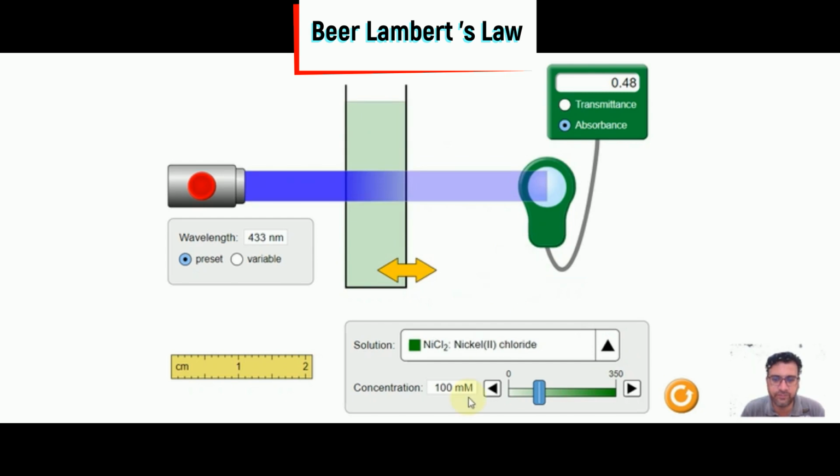Nickel chloride. Preset wavelength is 433 nanometer. For a 100 millimolar solution, absorbance is 0.48. Once again, we are changing the concentration, decreasing the concentration down to 0. In the blank solution, absorbance is 0. As we increase the concentration, absorbance increases.